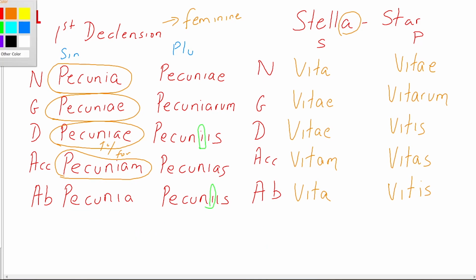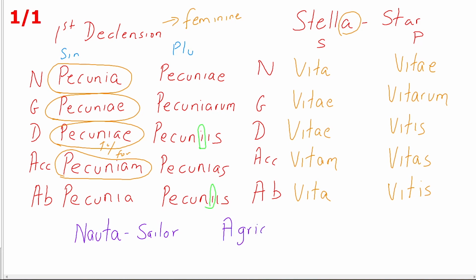So we have nauta, which means sailor. Then you have agricola, which means farmer. You have poeta, which means poet. And you have incola, which means inhabitant.